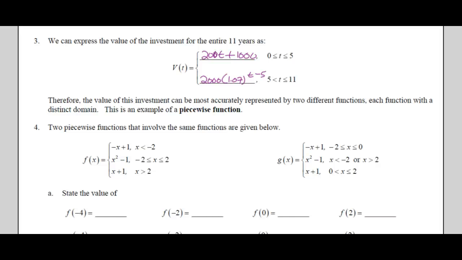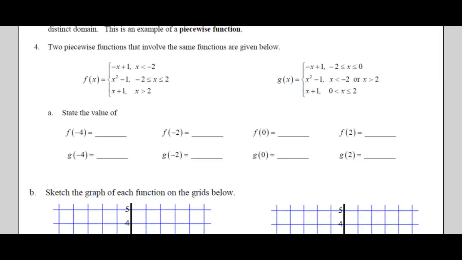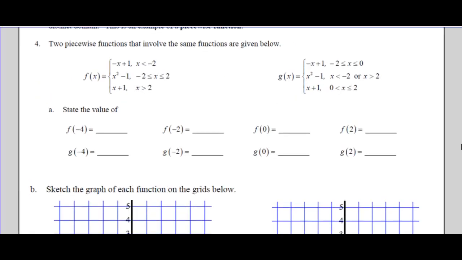Number 4, two piecewise, how are we doing on time? Okay. Two piecewise functions that involve the same functions are given below. So we have f of x is negative x plus 1 and x squared minus 1 and x plus 1, but with different values for the domain. And g of x is the same three functions, but so let's take a look at what would f of negative 4 be? So you have to figure out, okay, which function am I using? Which one, where is negative 4 in the domain? Which one am I using, and what value do I get?